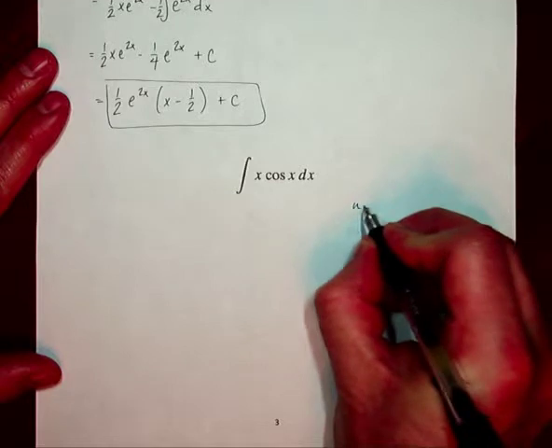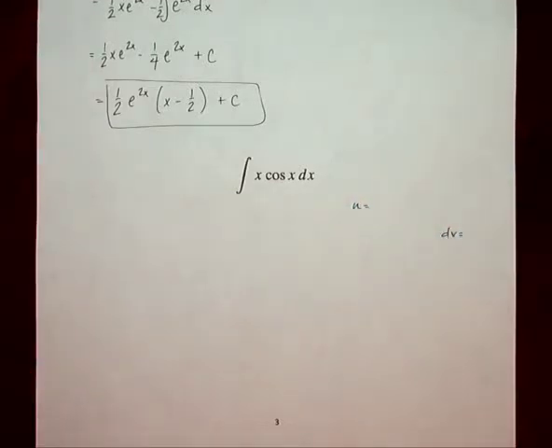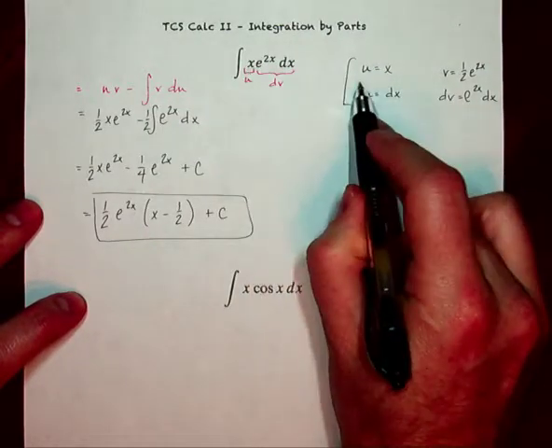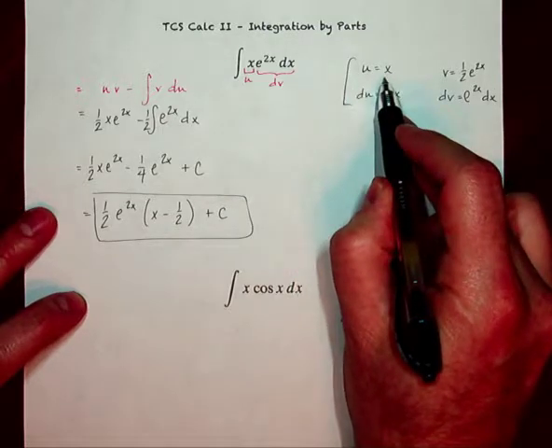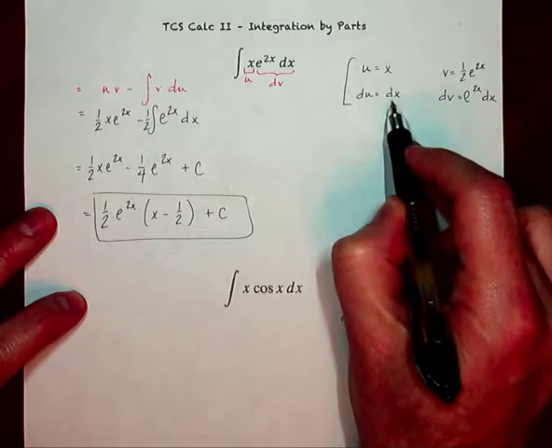I need to find a u and a dv. Now here's the thing, usually, and this isn't always the case, but a lot of the times, especially on these easier ones, you are going to designate u as the thing that you want to get rid of, the thing that you want to evaporate. Notice here I designated u as the x because I know the moment that I take the derivative of x, it basically becomes 1, and all I'm left with is the differential right here.